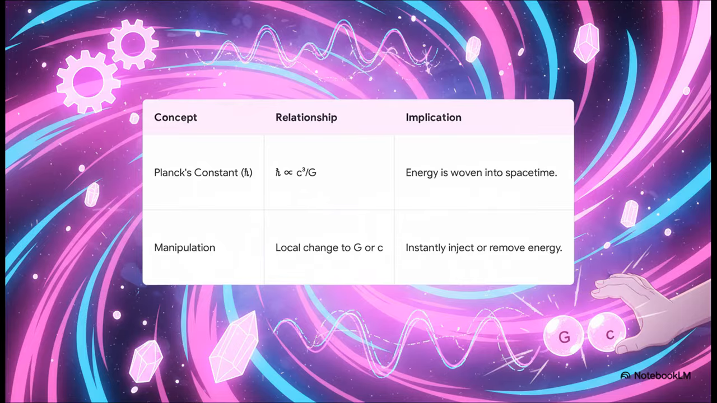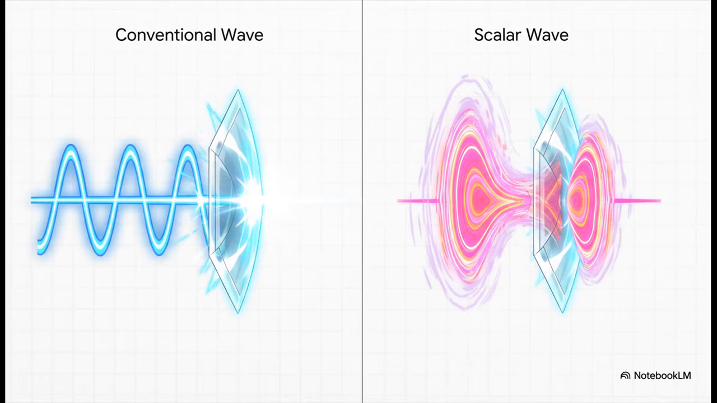It means if you can find a way to locally tweak gravity or the speed of light, you can inject or remove enormous amounts of energy, enough to literally rearrange matter at the molecular level. But, okay, how do you actually deliver that energy? This isn't your standard radio wave or light beam. The weapon uses something way more exotic, something that operates completely outside of conventional physics to get the job done.